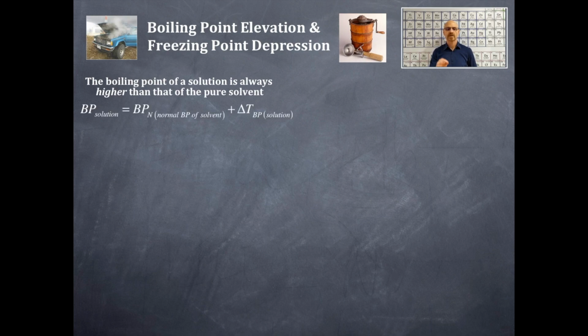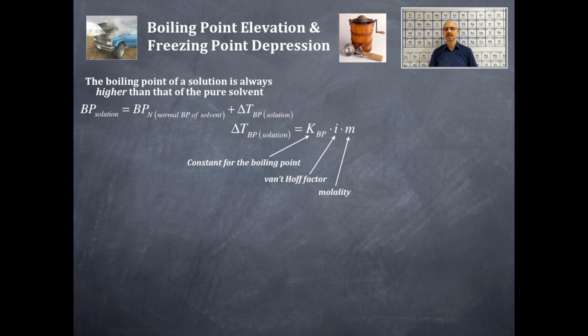The boiling point of a solution is equal to the boiling point normal, that is the normal boiling point of the solvent, plus, notice the plus sign, the delta, that is the change in temperature of the boiling point of the solution. Okay, and the change in temperature of the boiling point of the solution is equal to the K boiling point times i times molality. So what is the K? That is the constant for the boiling point. The i is the Van't Hoff factor. We're going to be discussing that in another video. And the m is the molality.